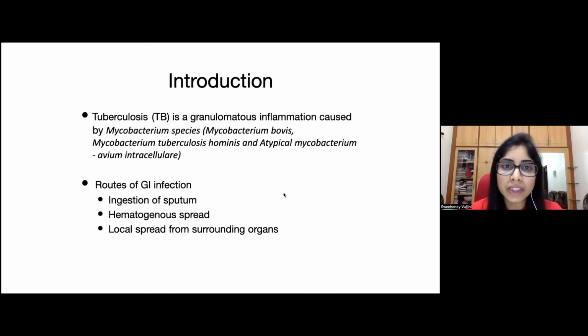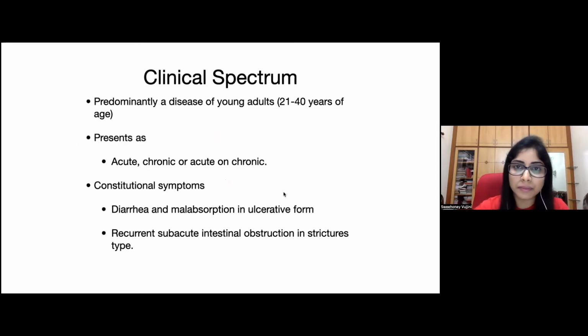Just a brief introduction. Tuberculosis is a granulomatous inflammation caused by Mycobacterium species like Mycobacterium bovis, Mycobacterium tuberculosis hominis, and atypical Mycobacterium like Avium intracellulare. Routes of GI infection include ingestion of sputum, hematogenous spread, and local spread from surrounding organs.